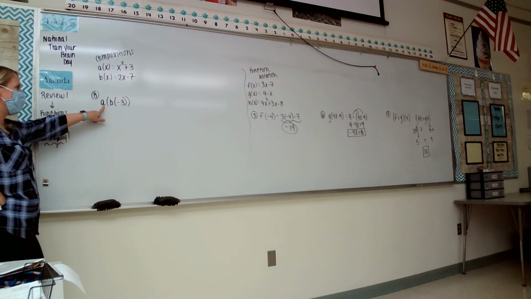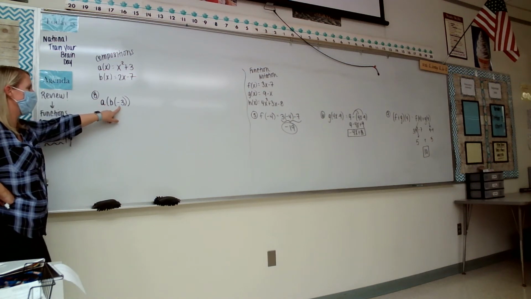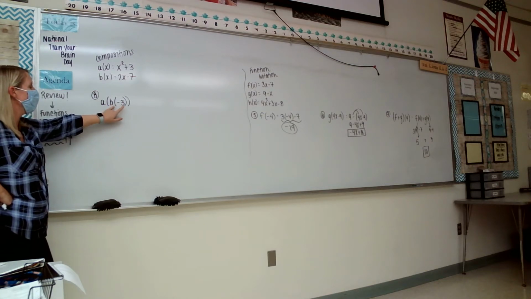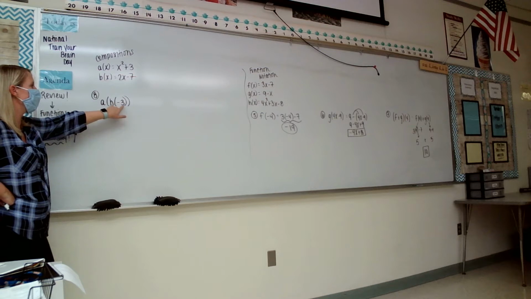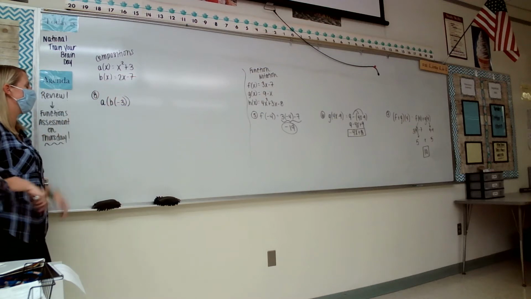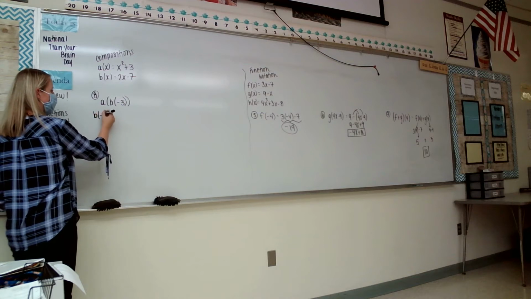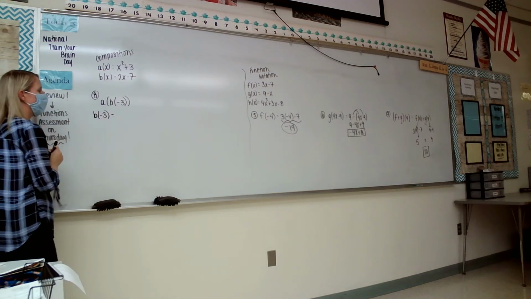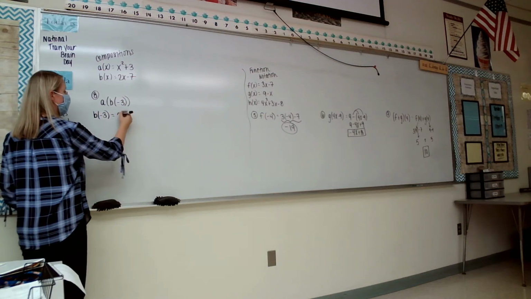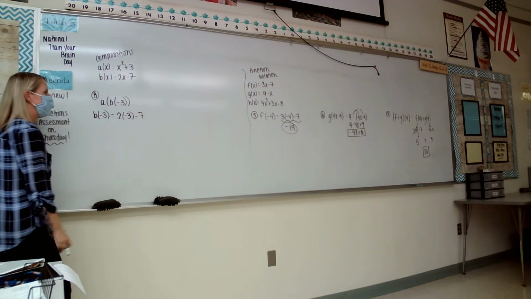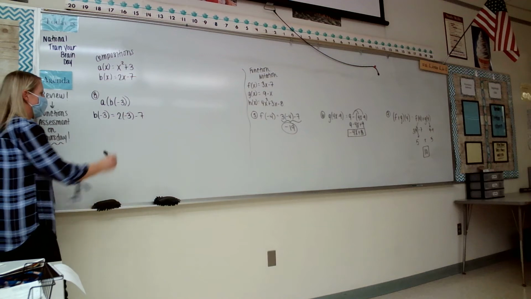We would say this as A of B of negative 3. And what this is telling us to do is work from the inside out, find B of negative 3, and then take that answer and plug it into A. So I always start on the inside, and I'm going to plug that into the B function. 2 times negative 3 minus 7. Is that going to give me negative 13?